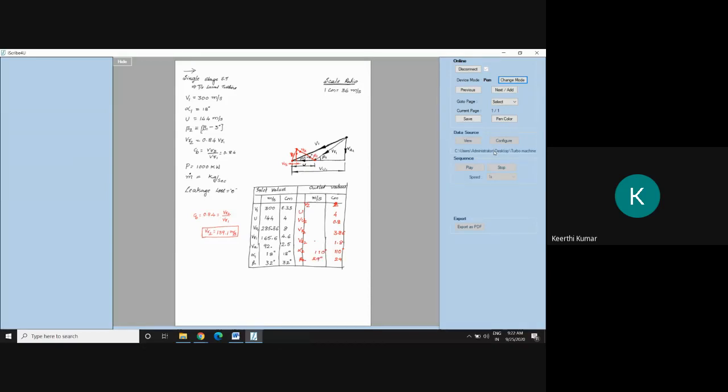So convert everything to meter per second. Here, here, here, here, and here. 36 into 2, 72 meter per second. 4 into 36 is 144 meter per second. 0.8 into 36, 28.8 meter per second. 3.86 into 36, 138. And 1.8 into 36, 64.8 meters per second. So I got all these values.